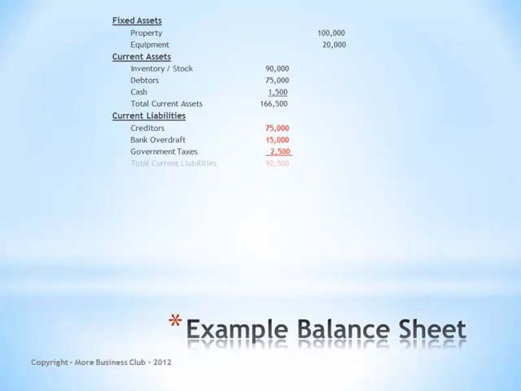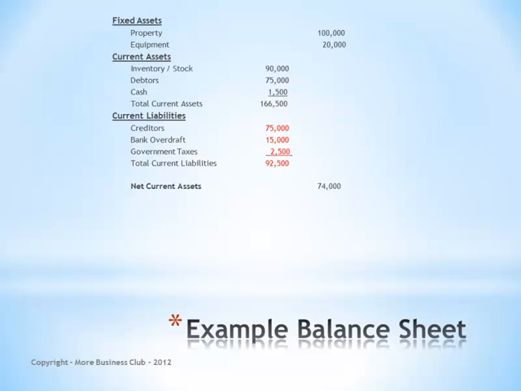We then have current liabilities, and these are the opposite to current assets. This is money that you are owing others. Creditors represents the money that you would owe your suppliers. Bank overdraft, I don't think I need to explain to anyone. Government taxes, and there may be other items that would be included there. So we have total current liabilities here of 92,500.